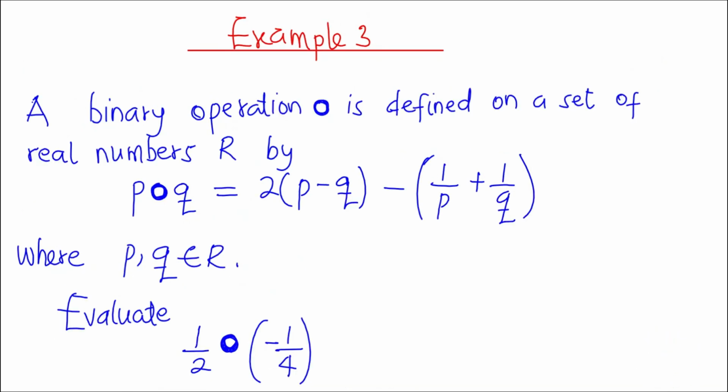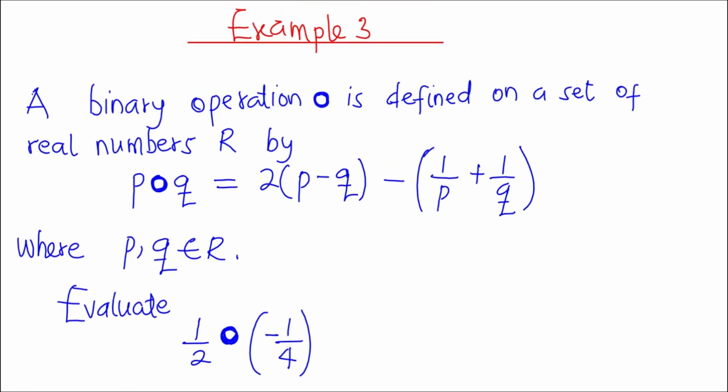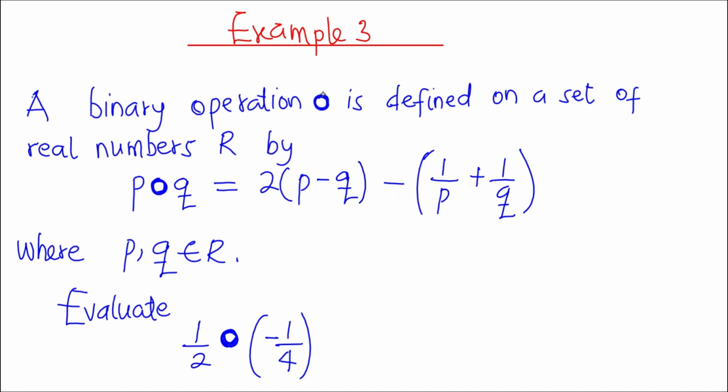So example 3, it says that a binary operation, let's call this dot, is defined on the set of real numbers R by p dot q is equal to 2 into bracket p minus q minus 1 out of p plus 1 out of q, where p, q belong to all real numbers. Evaluate 1 out of 2 dot into bracket minus 1 out of 4 bracket close.